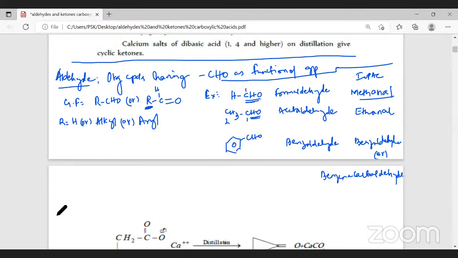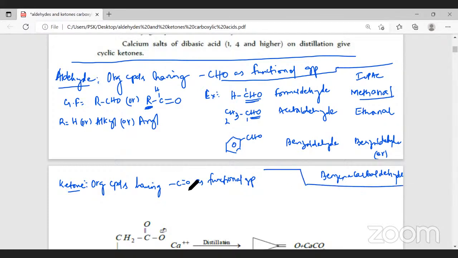Now, similarly, ketones. When we talk about ketones, these are organic compounds having C double bond O as a functional group. So any organic molecule having C double bond O as a functional group is called a ketone. The general formula of a ketone is R-C double bond O-R dash. Now here R cannot be hydrogen. Only in the case of aldehydes can R be hydrogen. But in the case of ketones, R cannot be hydrogen. When we say R cannot be hydrogen, it can be only an alkyl group or an aryl group.